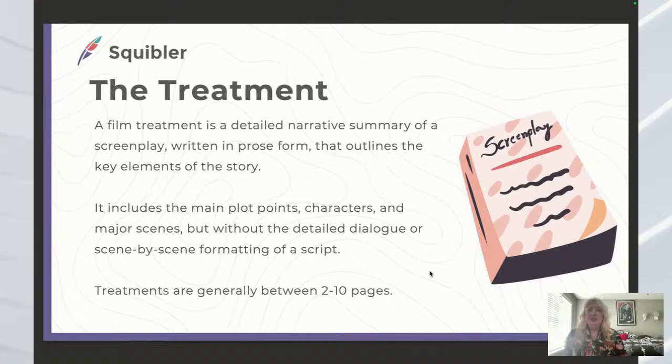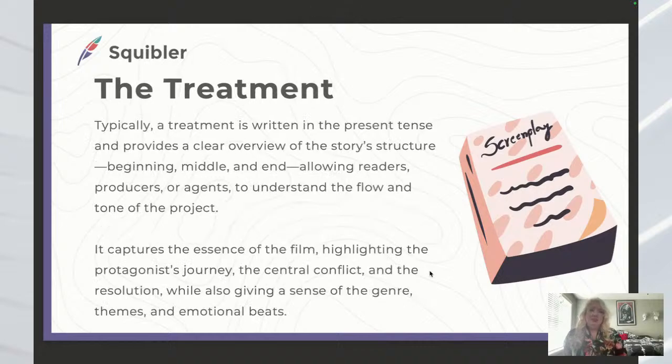If you look at someone like Stanley Kubrick's treatment for The Shining, however, his is very long and he has just a little bit on each page. So it does vary depending on the production company, the director, and who wants the treatment and what they're planning to do with it. Typically, these are written in present tense, and they're going to provide a clear overview of the story structure, beginning, middle, and end. That's going to allow the readers, producers, and agents to understand the flow and the tone of the project.